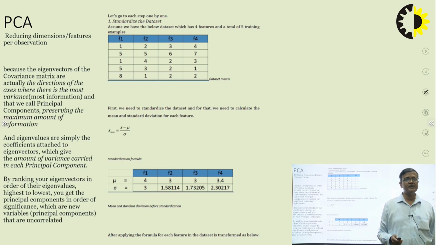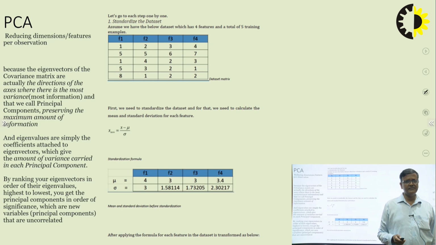Suppose we have a data set which has 4 features and 5 training examples, features being from F1 to F4. First we need to standardize the data set, and for that we need to calculate the mean and standard deviation for each feature. Once we calculate them, we tabulate the mean and standard deviation for each and every feature.